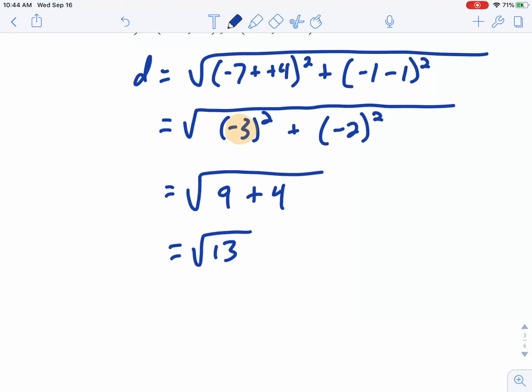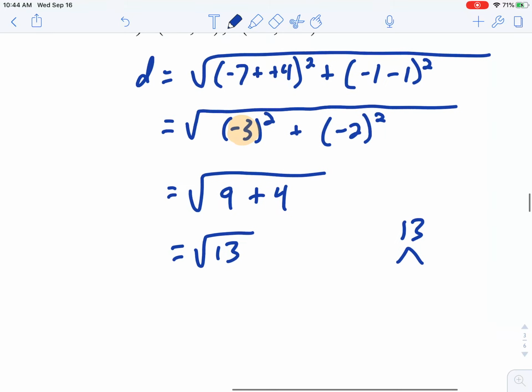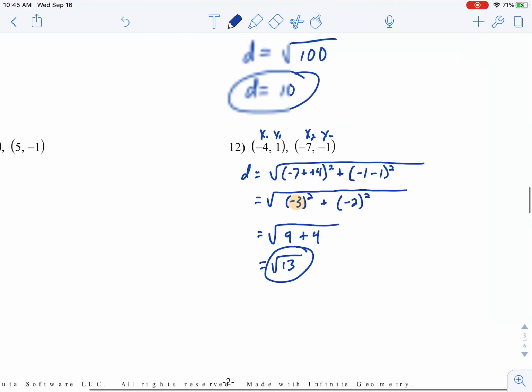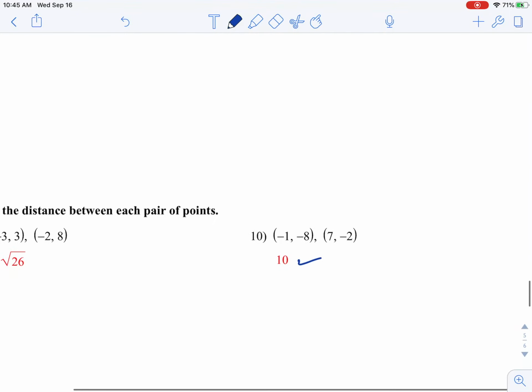Now, is 13 a square number? No. You could grab a calculator and it'd spit out a decimal answer for you, but we don't really want decimals right now. We have simplified radicals in the past, or Algebra 2, if we haven't done it in this class yet. But 13 is a prime number. It only breaks down into 1 and 13. So you cannot simplify this either. So square root of 13, or sometimes we say radical 13, should be the final answer for number 12.